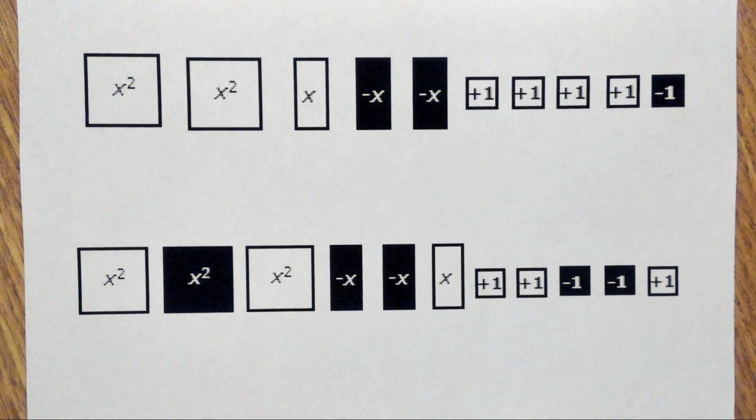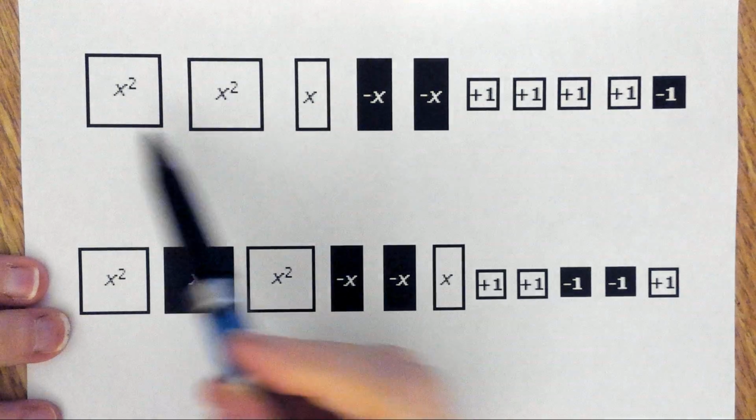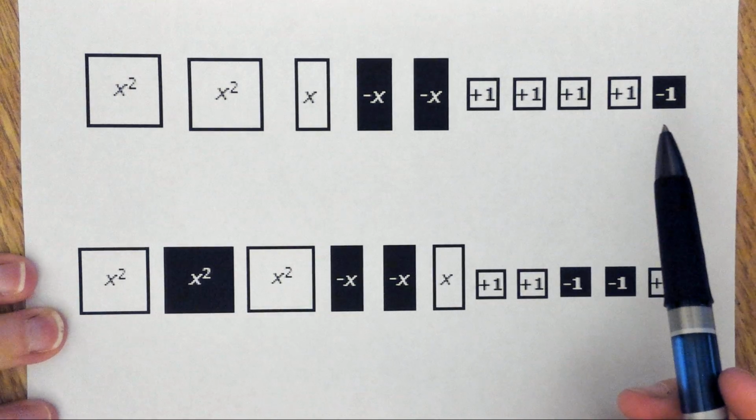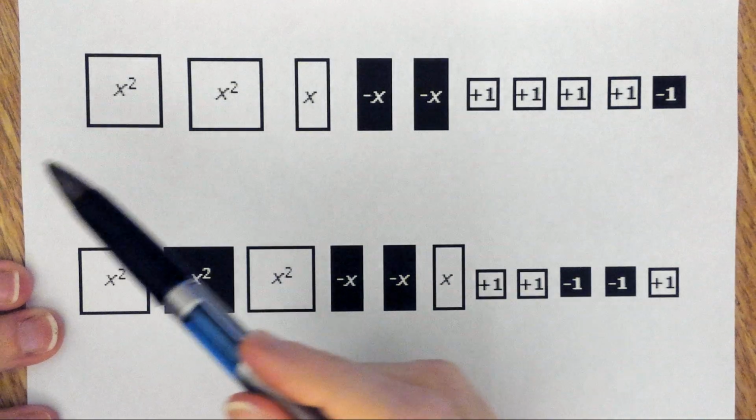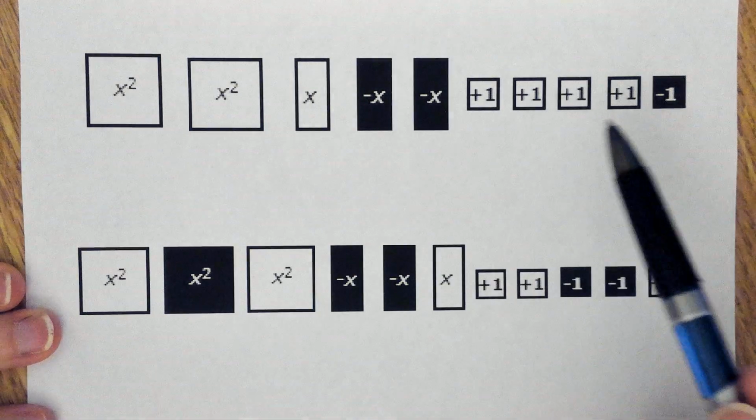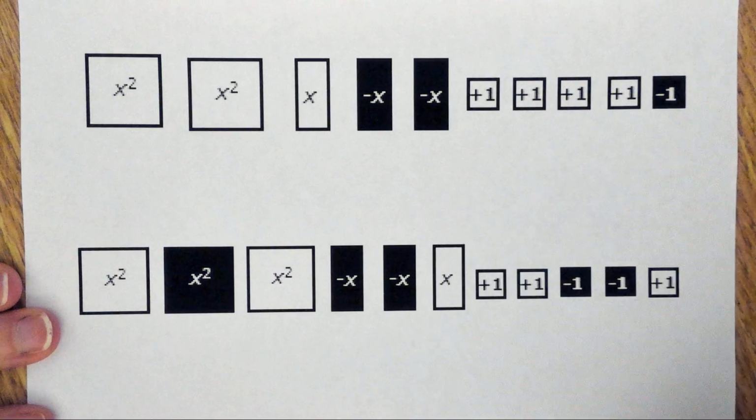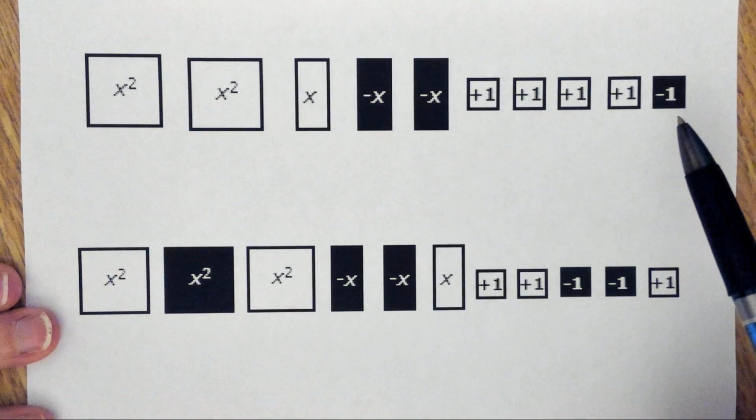We talked about polynomials and how they are expressions with many terms. This is a model of a polynomial. This polynomial is 2x squared plus x minus 2x plus 4 minus 1. What they've done is they've laid down all the tiles that match this.